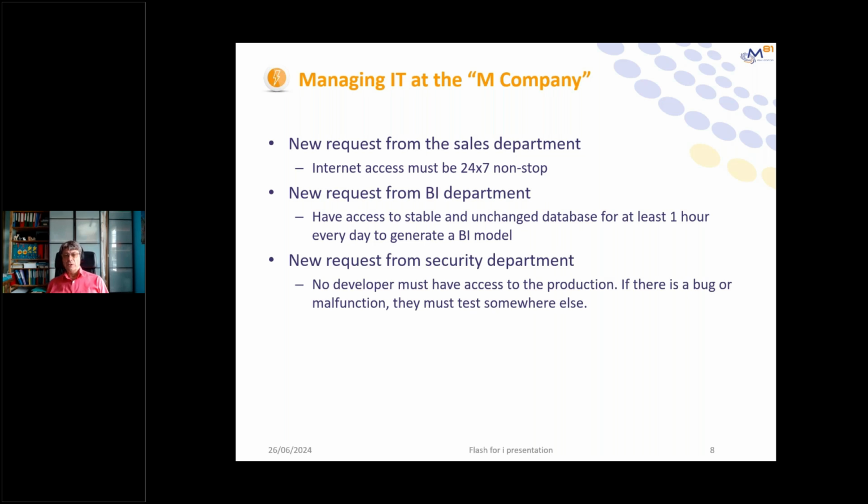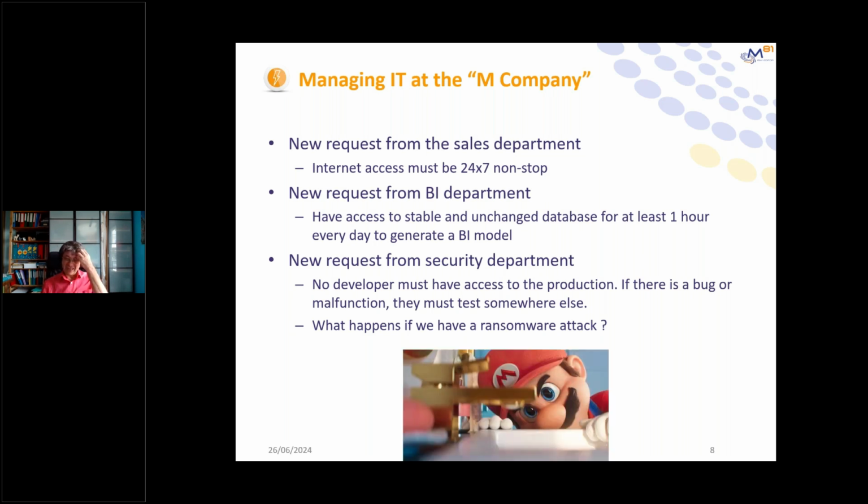There are new requests from the security department. They say that if we want to see something, even if we want to fix a bug and need access to the real production data, it's not possible anymore on the production itself. We have to do it somewhere else or another way. And they say, we are protecting against ransomware, but what happens if we have an attack and everything is corrupted? What can we do? So a lot of questions, and I don't know how to fix all this.